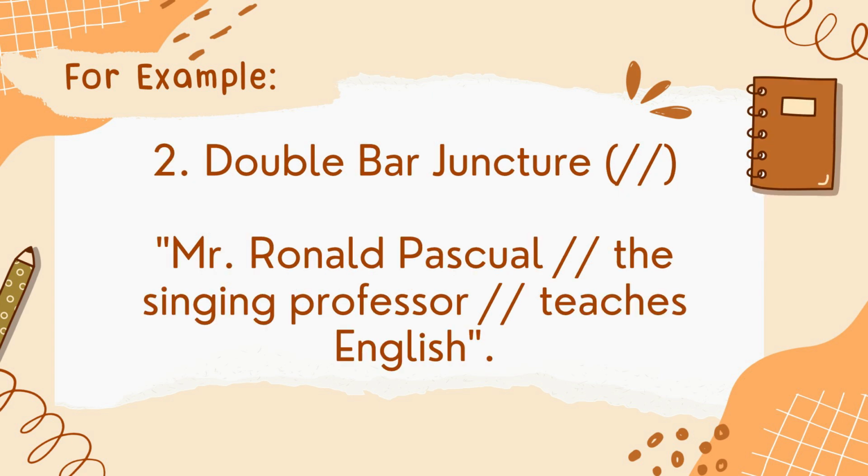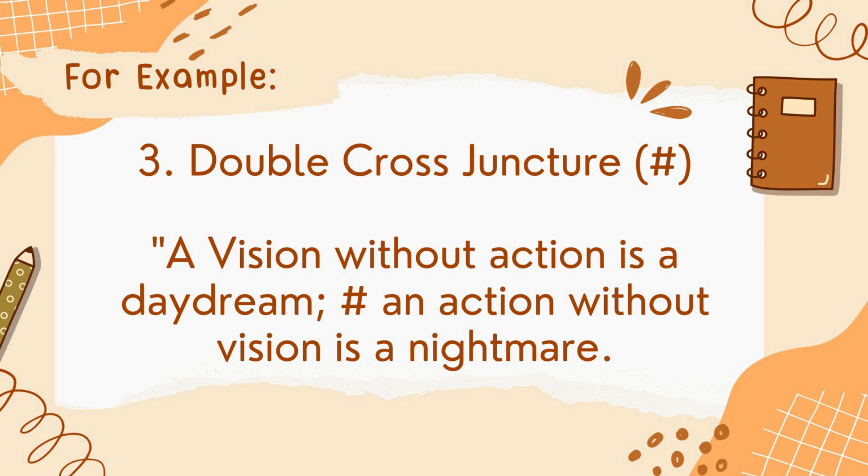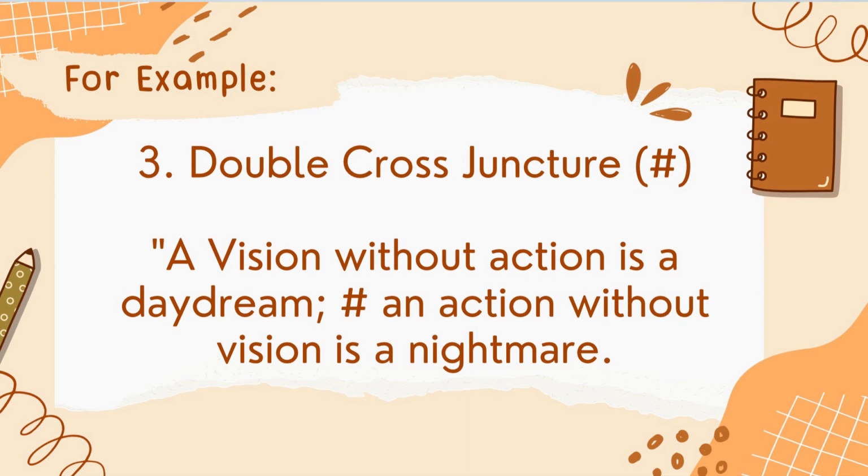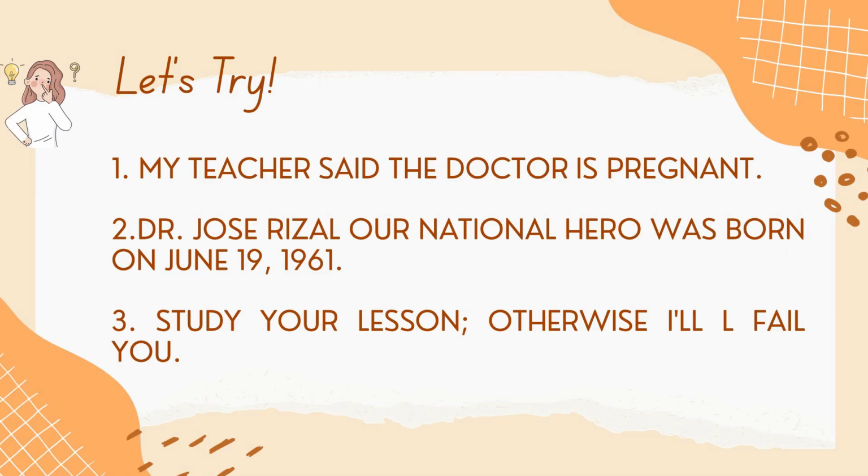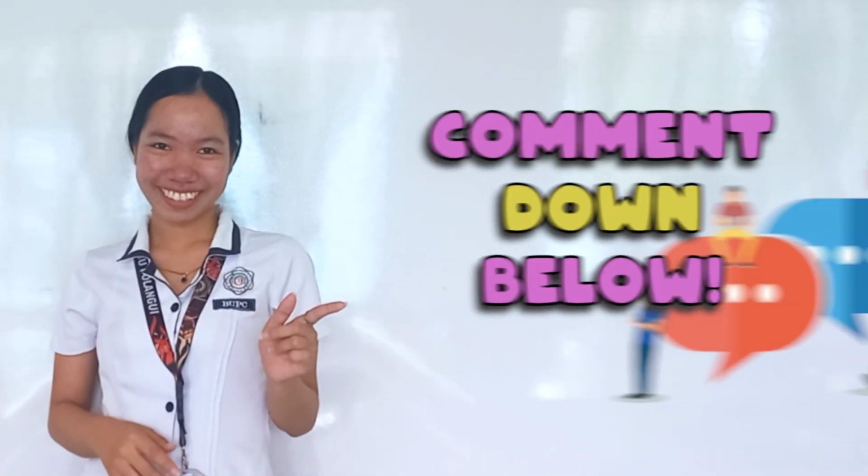For double bar juncture, the example is: Mr. Ronald Pascual, the singing professor, teaches English. For the double cross juncture, the sentence example is: a vision without action is a daydream. An action without vision is a nightmare. Now, let's try these sentences and put your answer in the comment box.